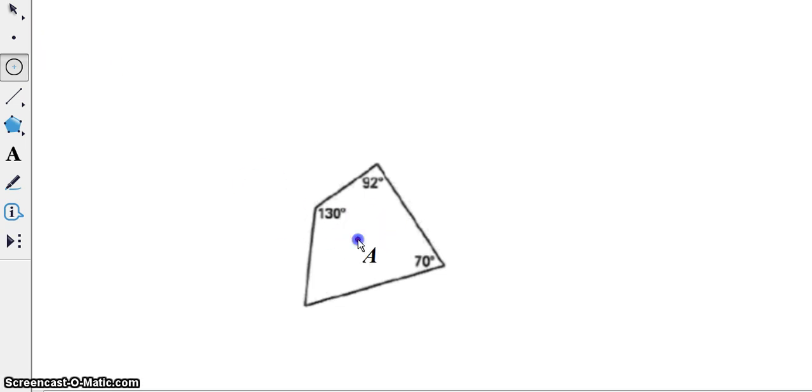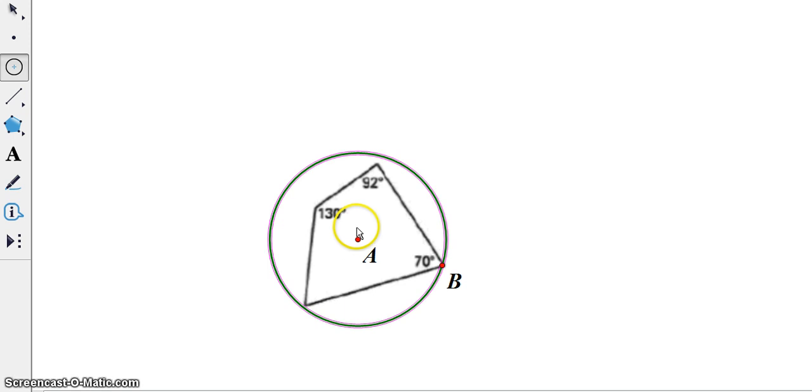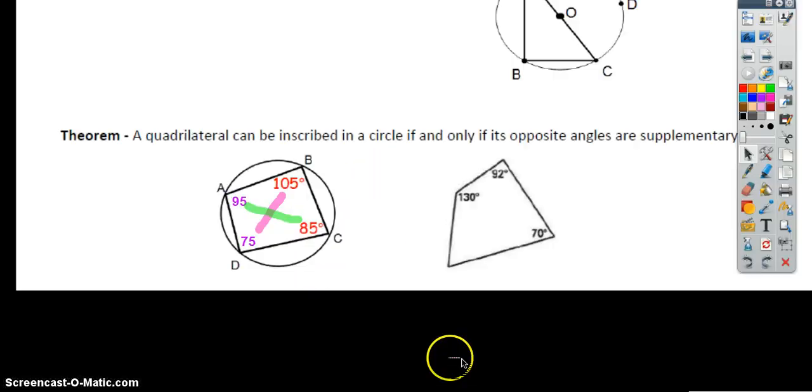The point I'm trying to make here is that there's no way for me to make a circle around this figure where the vertices of the shape go through the circle. Like if I fit these two vertices, here's one right here and right here, then these two don't touch the circle. That's because opposite angles in this quadrilateral are not supplementary. The 130 and the 70 add up to 200 degrees, not 180. So this particular quadrilateral is not going to fit perfectly inside a circle. So that's what that's about.